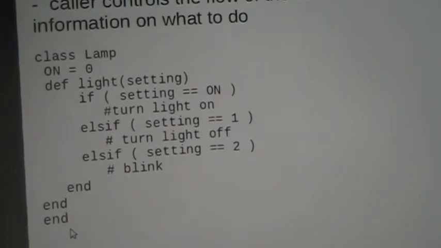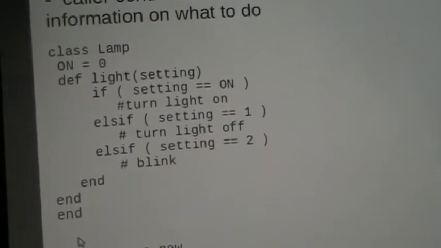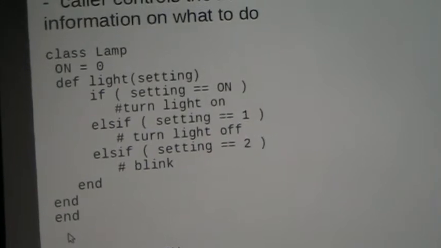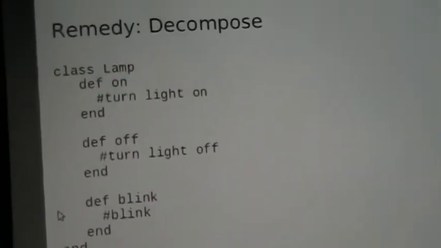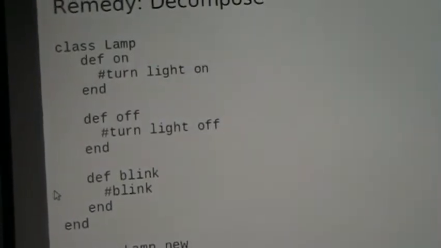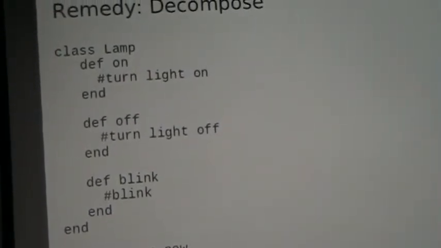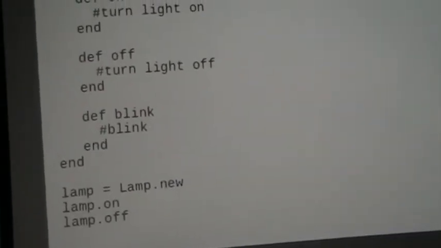When the caller controls the flow of the call method with passing information. So the remedy is to decompose. We just create different independent methods for each of the execution paths. So a different method for on, off, and blink.